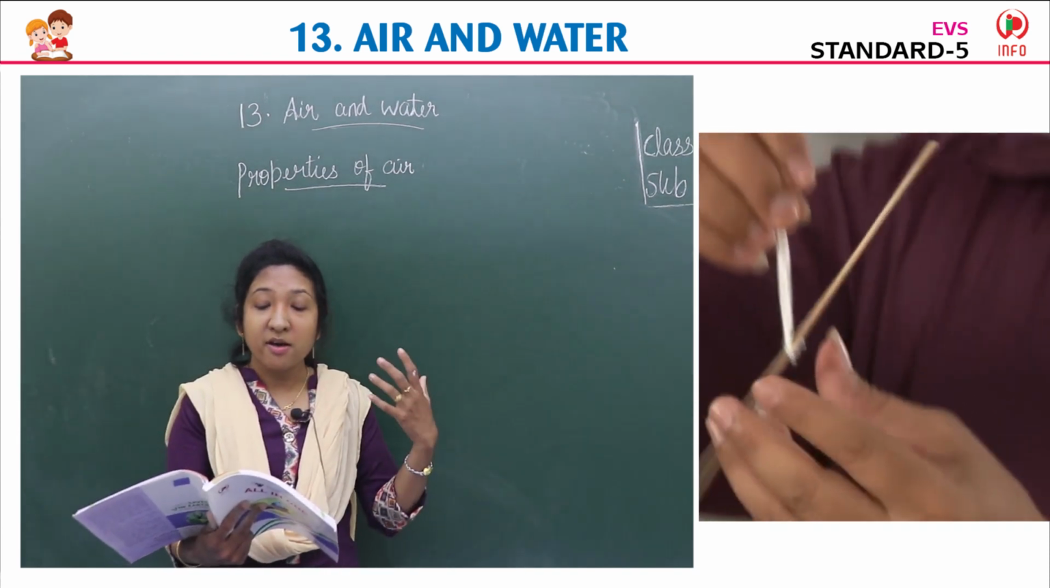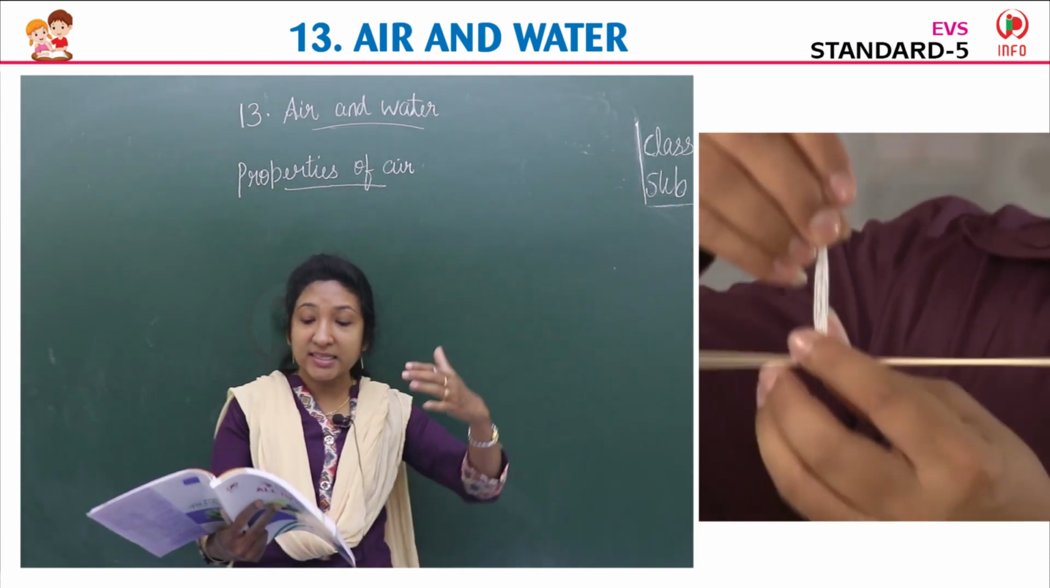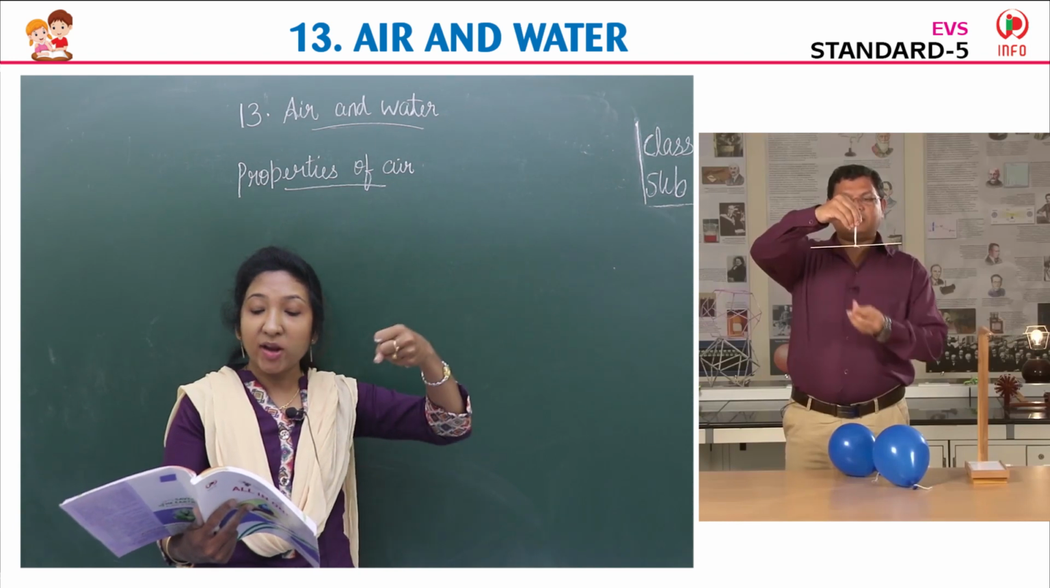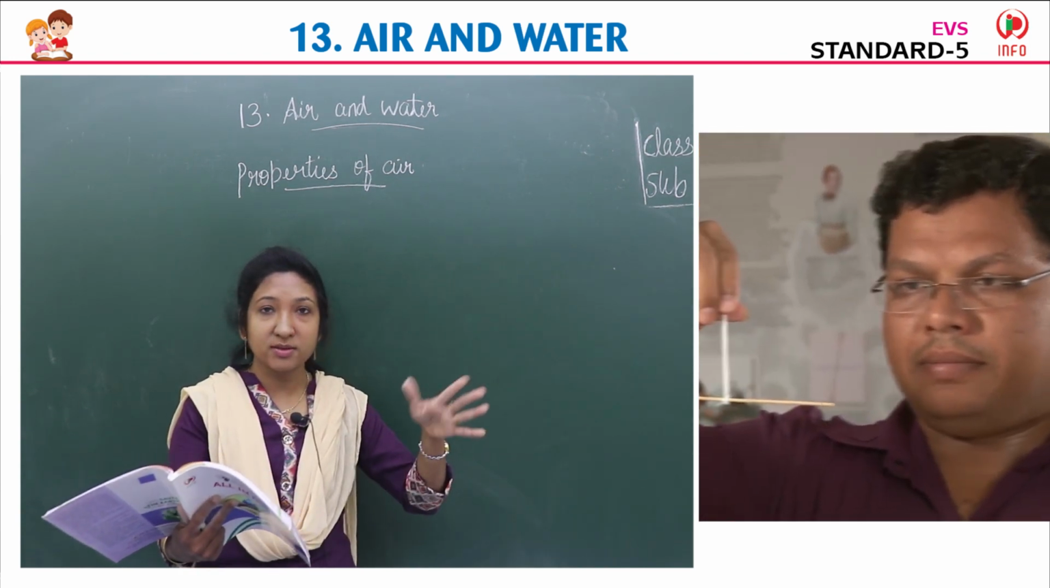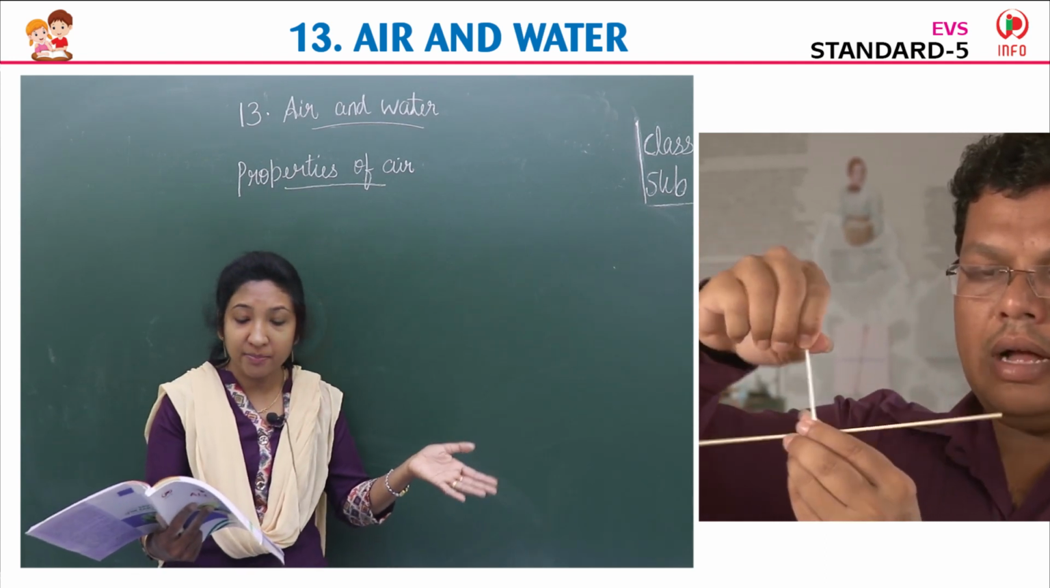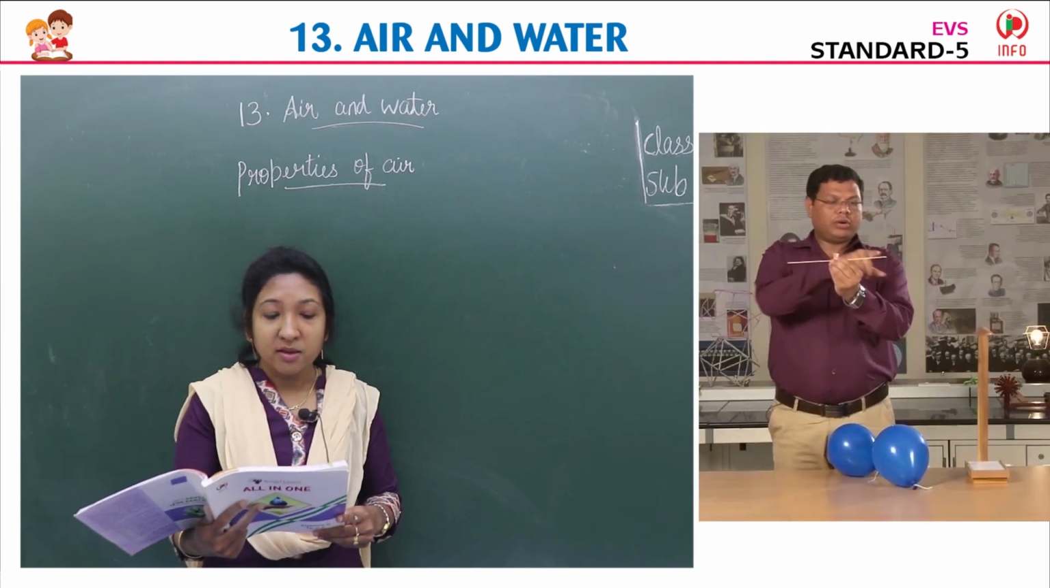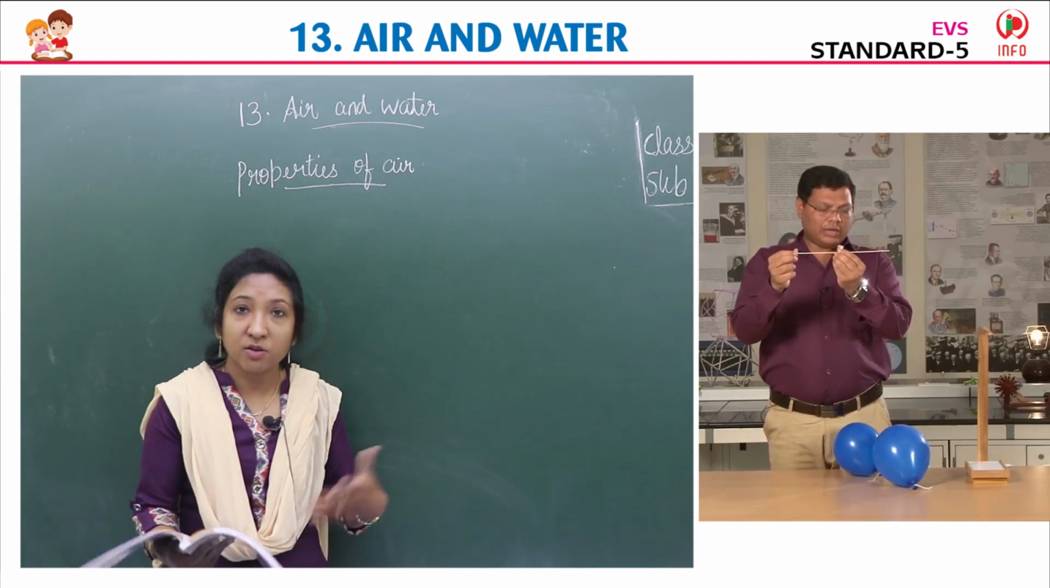Yes children, so we can see someone holding a stick with a thread, and on the 2 ends of the stick we can see 2 balloons. See the image children? Can you see? Yes. Okay, now what is the experiment?